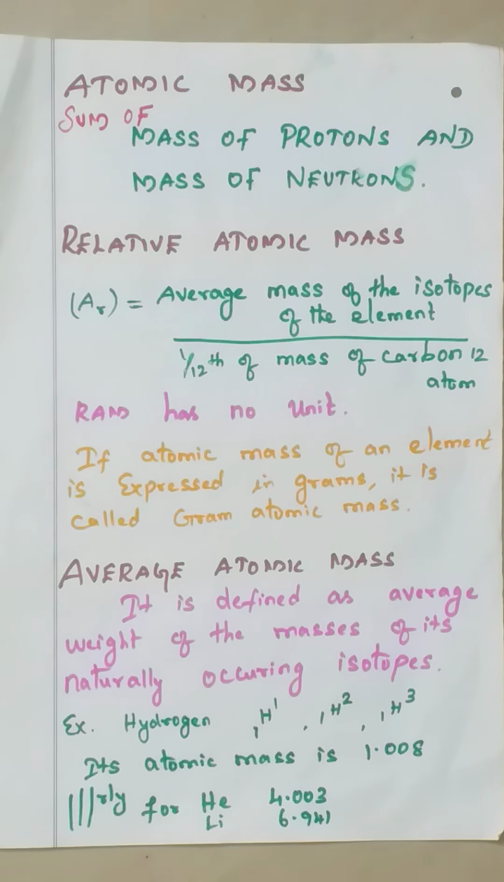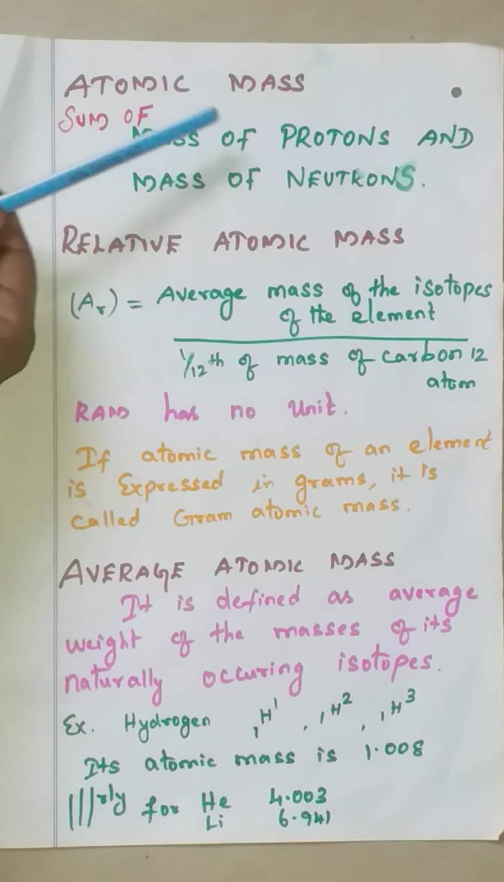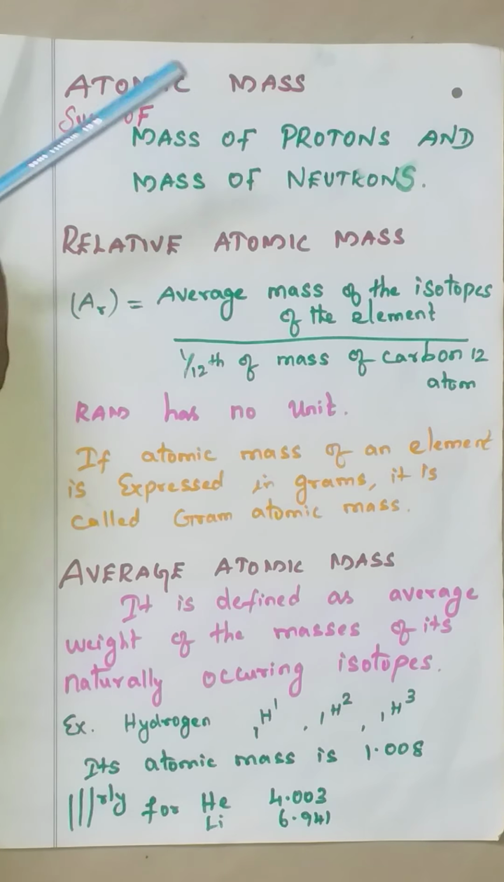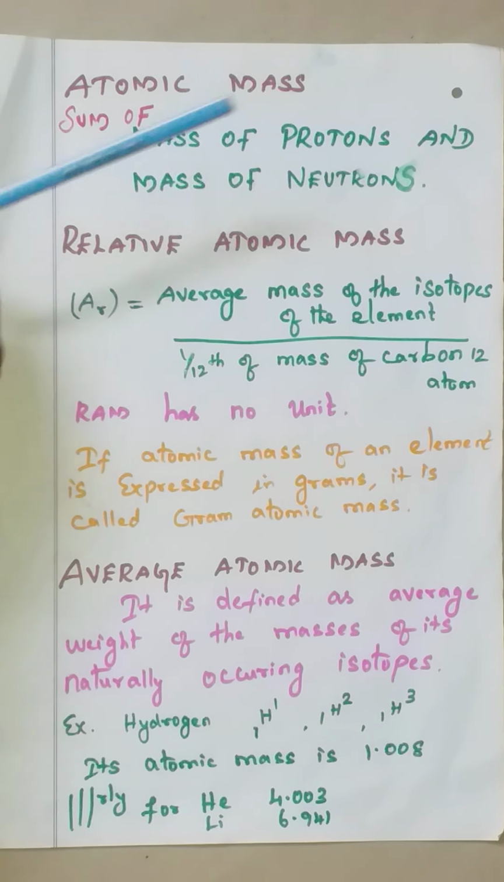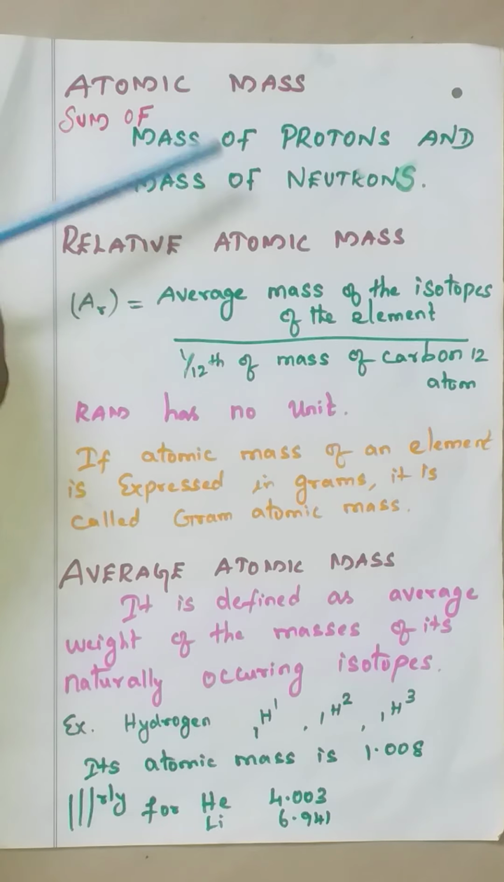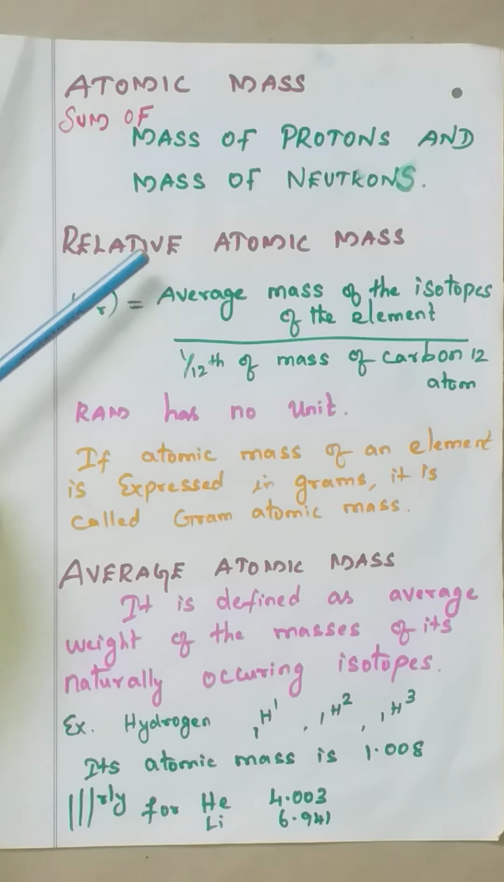We know in an atom the neutrons and the protons are present inside the nucleus, and the electrons alone revolve around the nucleus. Their mass, if we add the mass of the proton and the mass of the neutron, the sum we get is the atomic mass. Now we are going to see about relative atomic mass.